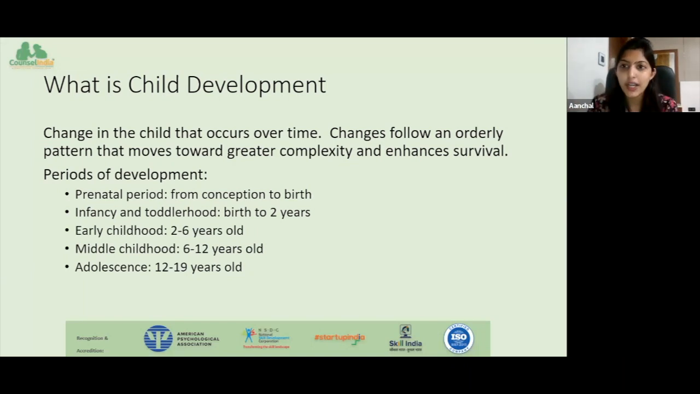Then there's early childhood, from 2 to 6 years of age. Then there's middle childhood, from 7 years to 12 years of age. And from 12 or 13 years, we call it the adolescent period.